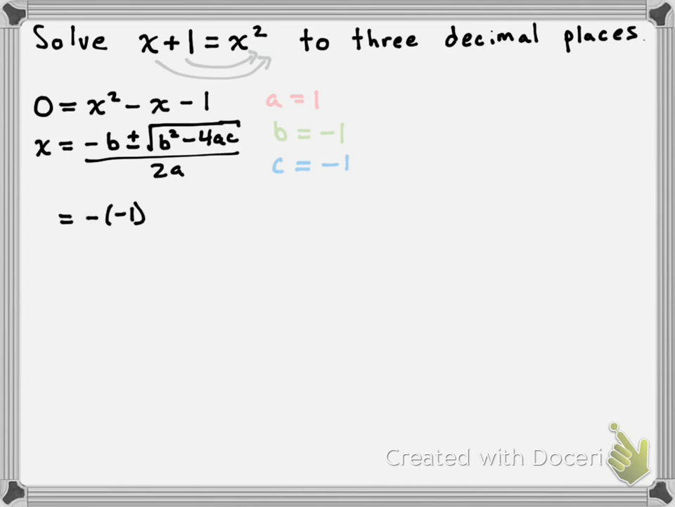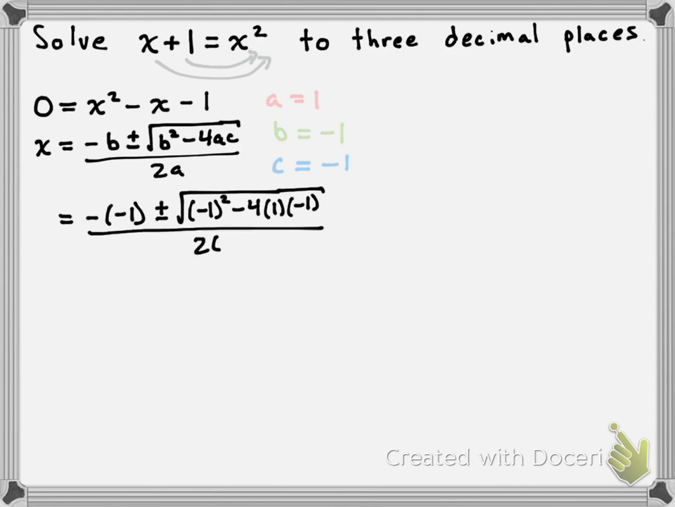So that's going to give us the negative of our b value. So we're going to be taking the negative of negative 1. We're going to do plus or minus the square root of b squared, which in this case, again, our b is negative 1, so we're going to be squaring negative 1. Then we're going to have negative 4 times our a value, which is 1, times our c value, which is negative 1 as well. And this whole thing is going to be divided by 2 times our a value. Well, that's just going to be 2 times 1 then.